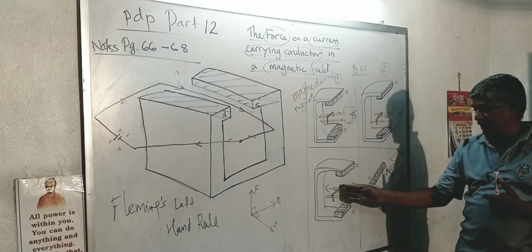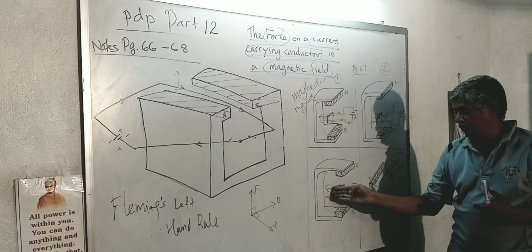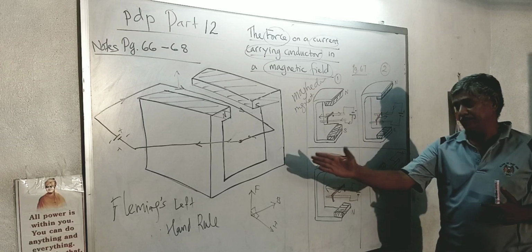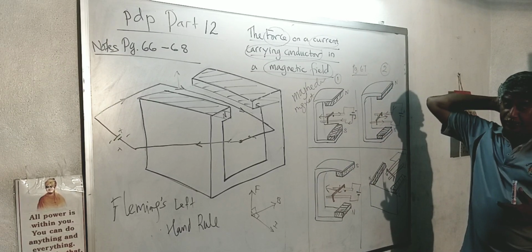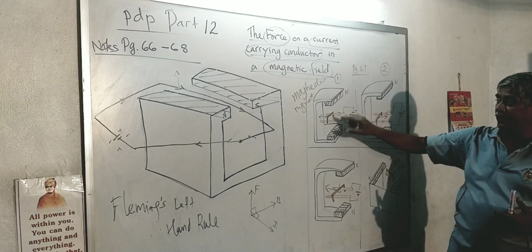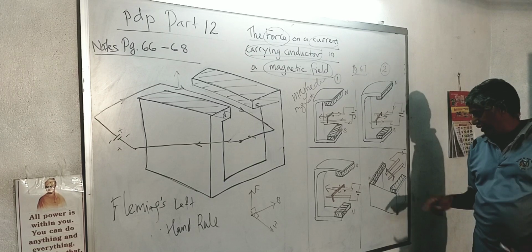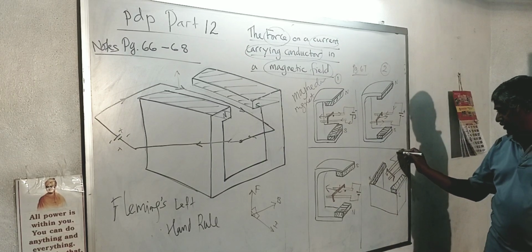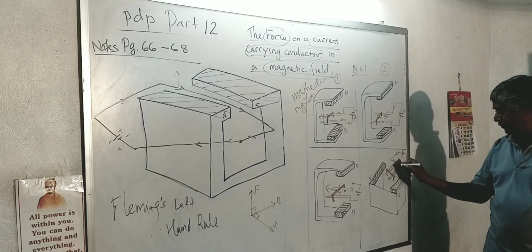That means this conductor will start to slide. It will move this way. So this is how the three directions relate: the magnetic field, the direction of current, and the force. But now if you look at this, the direction of current is this way, you can see positive, negative.